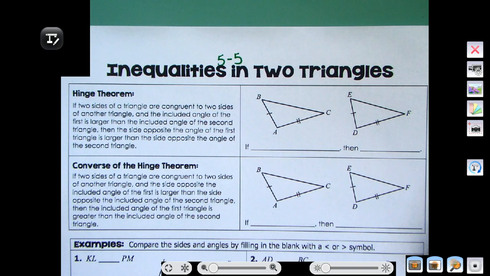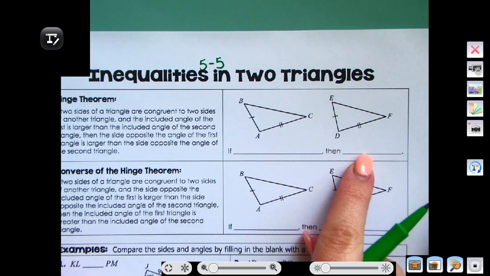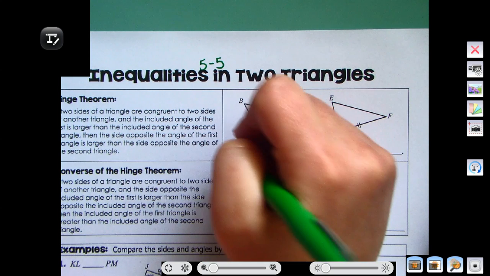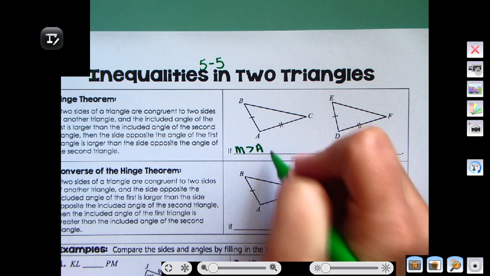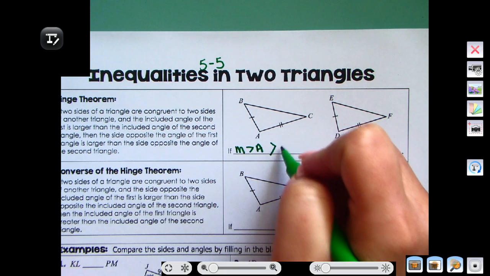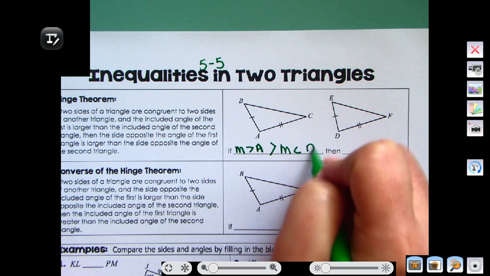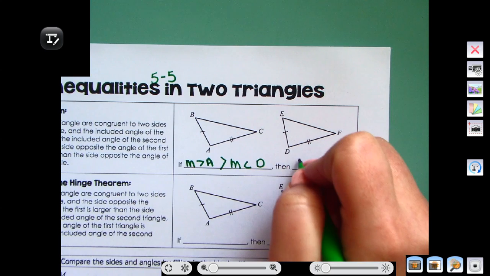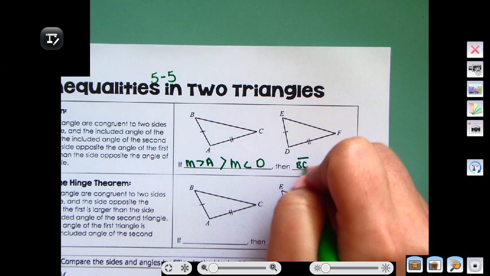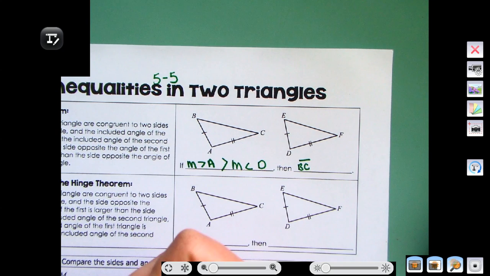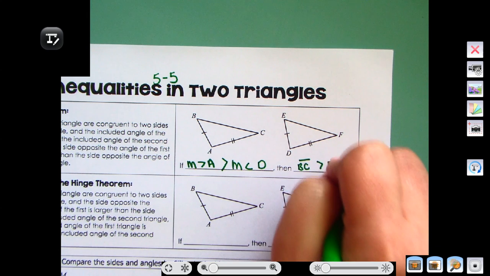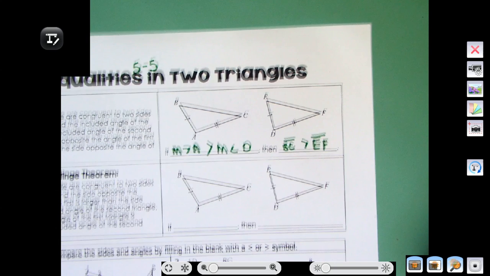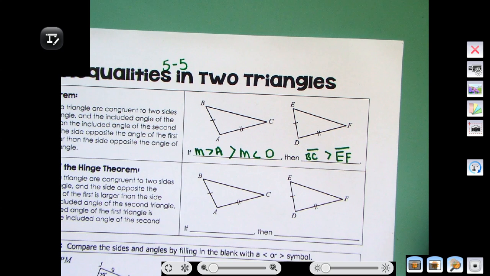So in symbolic form, I'm going to write this as well. If the measure of angle A is larger than the measure of angle D, then that means that BC, the segment across from it, is greater than EF. So that's the hinge theorem.